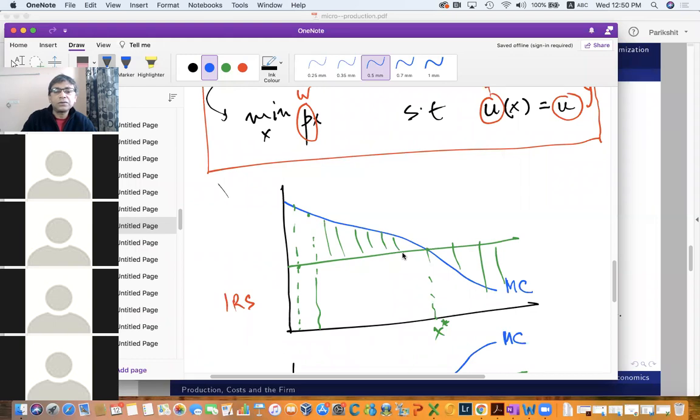Sir, in case of constant returns to scale, our cost function is going to be linear. So therefore, the marginal cost is going to be constant. All right, sir. Thank you.